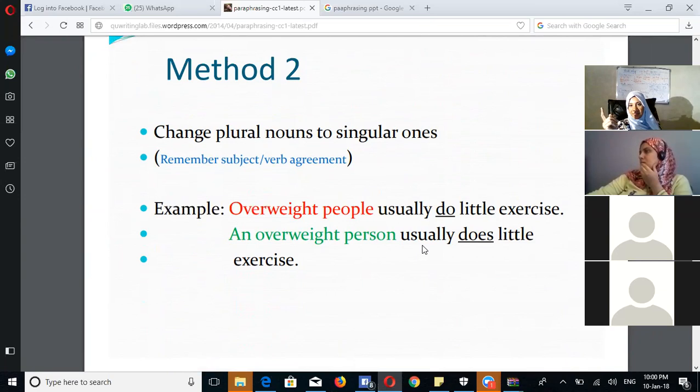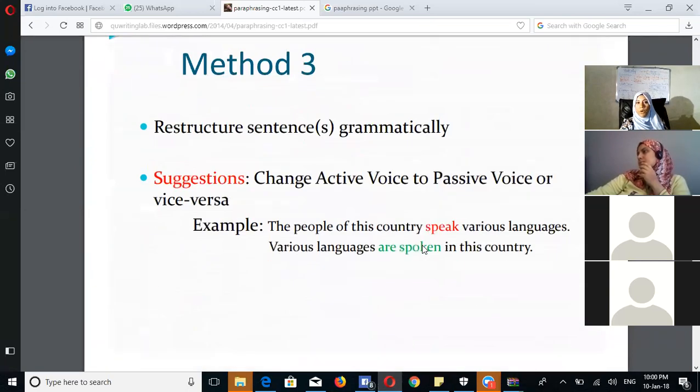It's person. So instead of saying overweight people, I say an overweight person, and don't forget the indefinite article. An overweight person usually does little exercise. Does. Remember that for the plural I use do, and for the singular I use does. Okay? Let's move on to method 3.